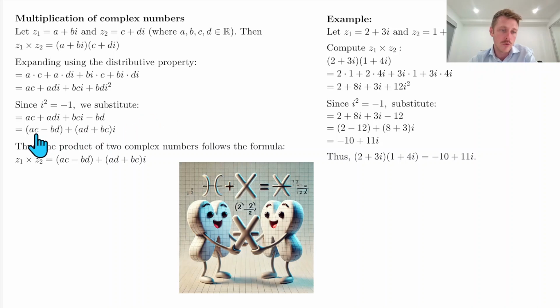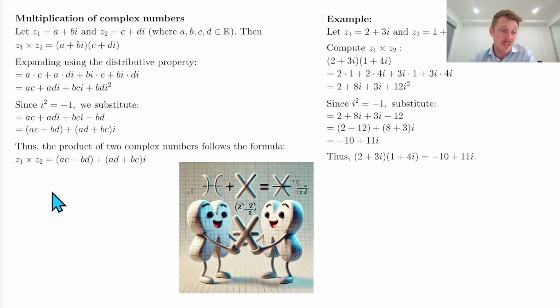And then we sort of group the real components and the imaginary components. We can see these middle two have imaginary units in them. So they're going to sort of be grouped together, and these first and last one don't. So they're the real components. So we can see that when we multiply z1 by z2, we get AC minus BD plus (AD plus BC) multiplied by i. And so that is our product of two complex numbers.